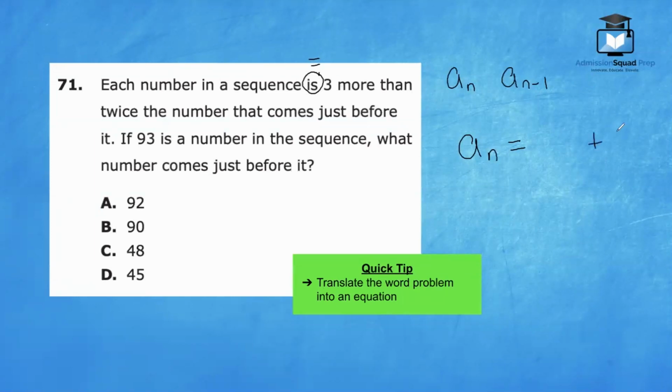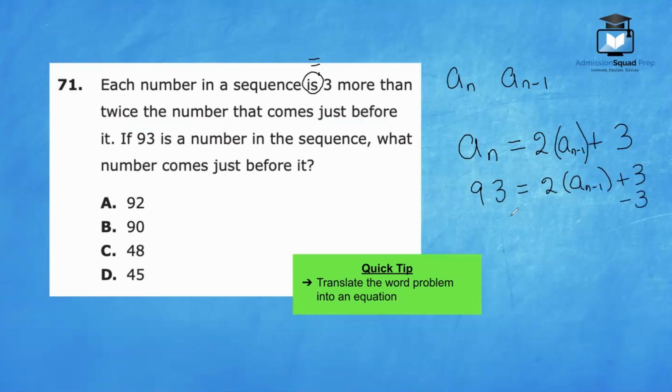3 more than is going to require us to add 3, twice the number that comes just before it. So the number that comes right before A sub n will be A sub n minus 1. Again, these are just variables to help us understand where the number is positioned in the sequence. If 93 is a number in the sequence, what number comes just before it? So A sub n will be equal to 93, and then we're going to set that equal to 2 times A sub n minus 1 plus 3.